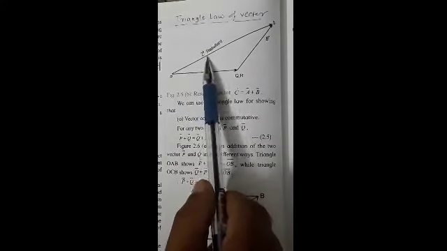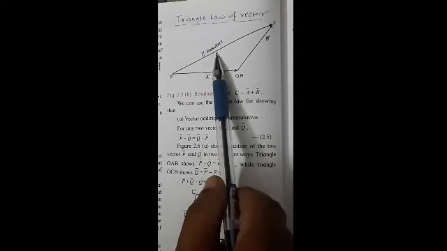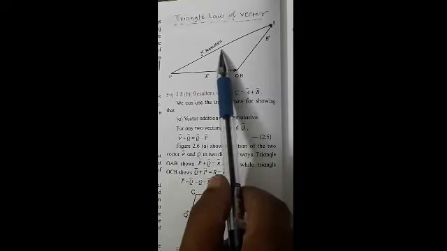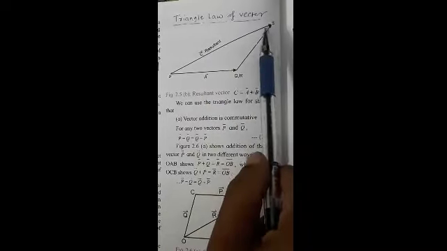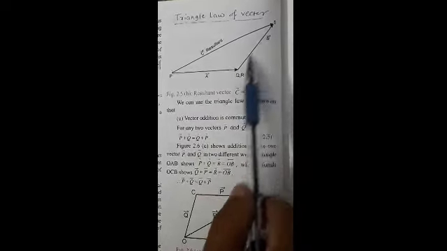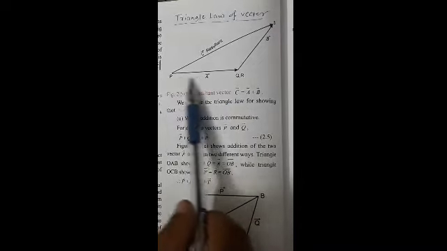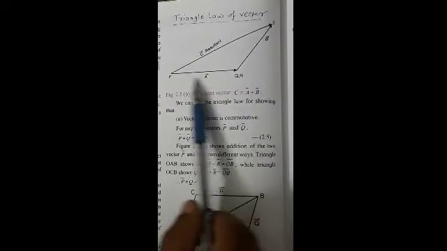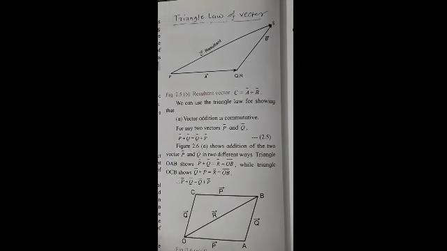Then their third side, that is the resultant of this triangle, is also represented in magnitude as well as direction, and it is the remaining side of the triangle, drawn from the starting point of the first vector to the end point of the second vector. This is nothing but the triangle law of vector.